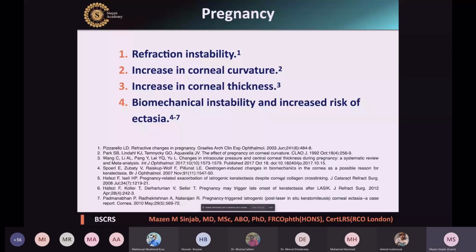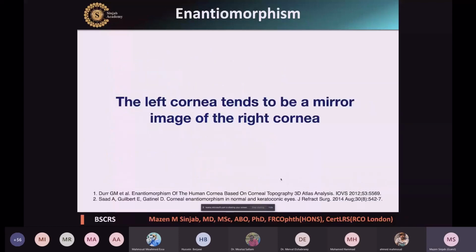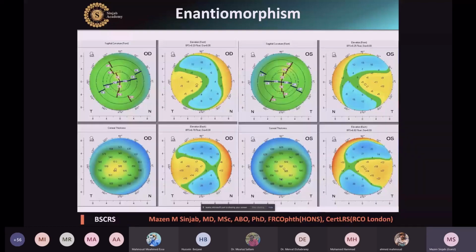So this is why we cannot make a decision if she is pregnant. We come to enantiomorphism. What is enantiomorphism? Enantiomorphism means that the right eye is a mirror of the left eye, and the left eye is a mirror of the right eye, as in this case. If you compare the curvature map between both eyes, if you compare the anterior elevation map between both eyes, and so on, you will find it is just like a mirror.